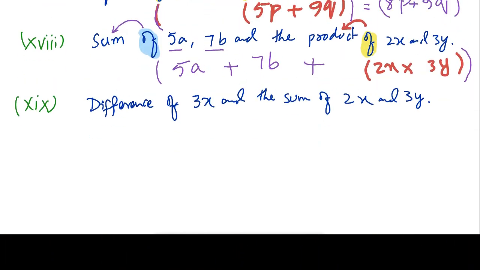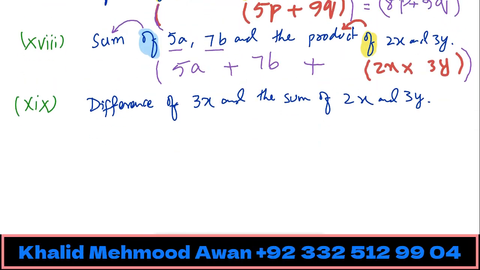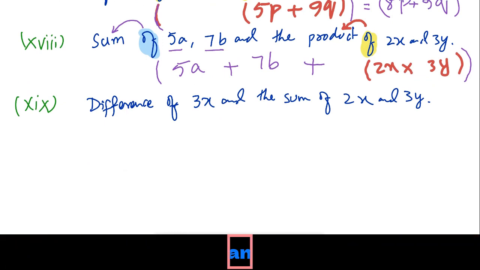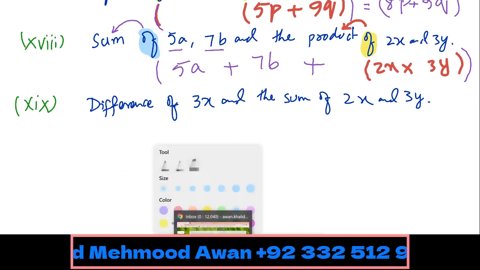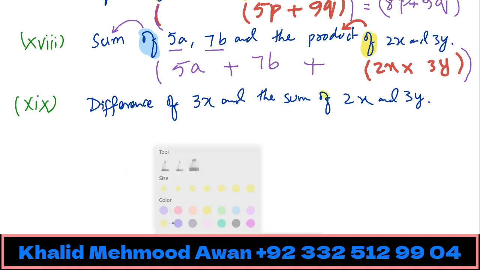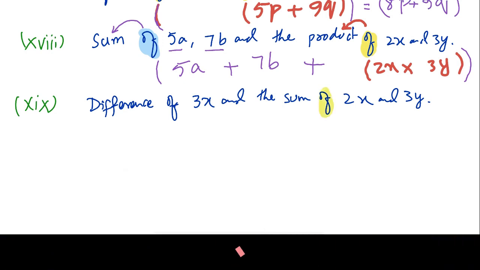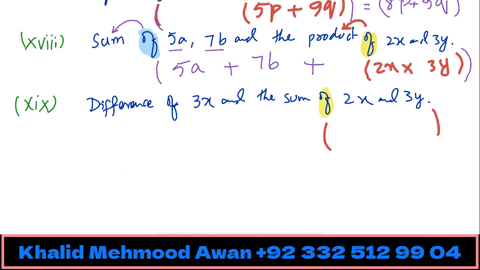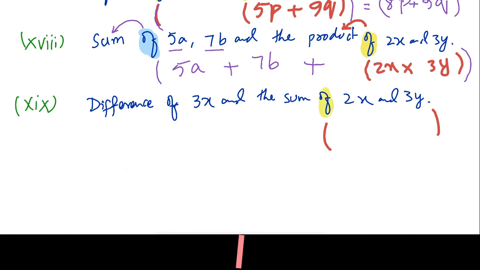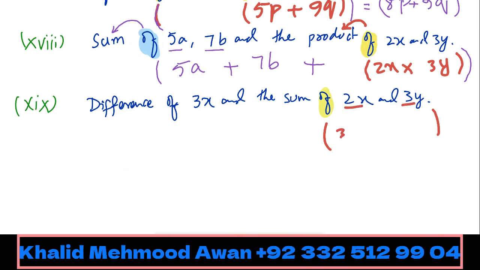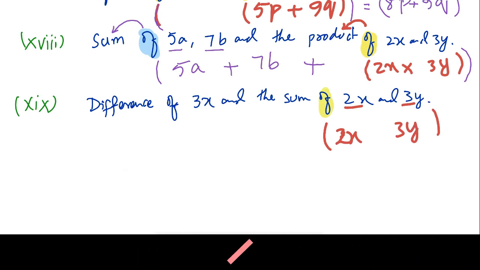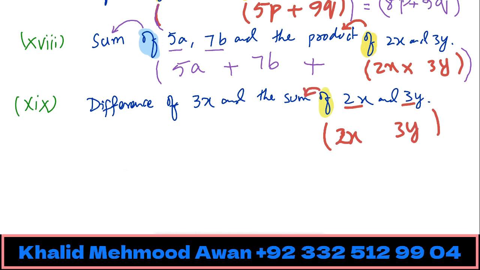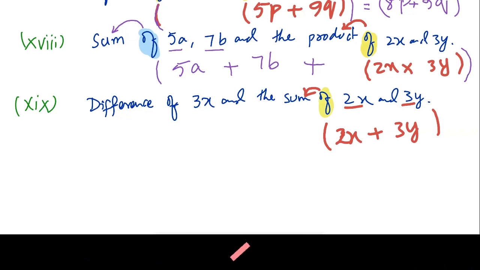Now, similarly, the last statement of this page says that there is "of", and we are putting "of" here. It says that there is "of", and "of" means a bracket until the end of the statement. There are two variables, which are 2x and 3y, so we are writing 2x and 3y. The word before this is "sum", so it means plus sign. We have to put a plus sign.